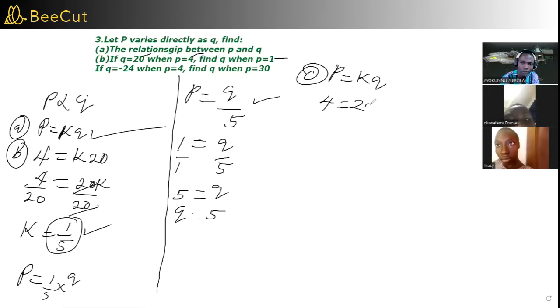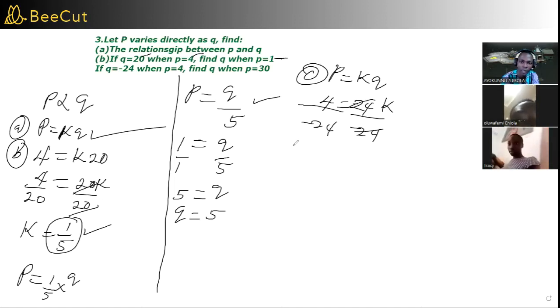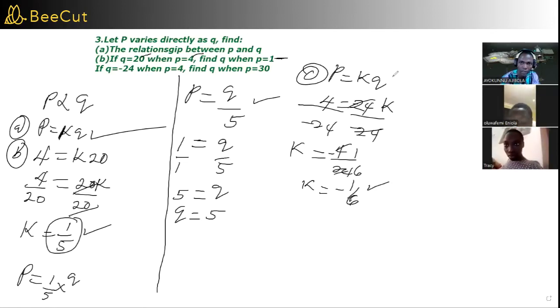Here now, I'm finding k. That is over minus 24, over minus 24. So this cancels out. Then I have k to be 4 over minus 24, which is 4 here 1, 4 here 6. So I can say k equals minus 1 over 6. So if the new k that I'm using here is minus 1 over 6, I will put it back into this particular relationship. That means P equals negative Q over 6.